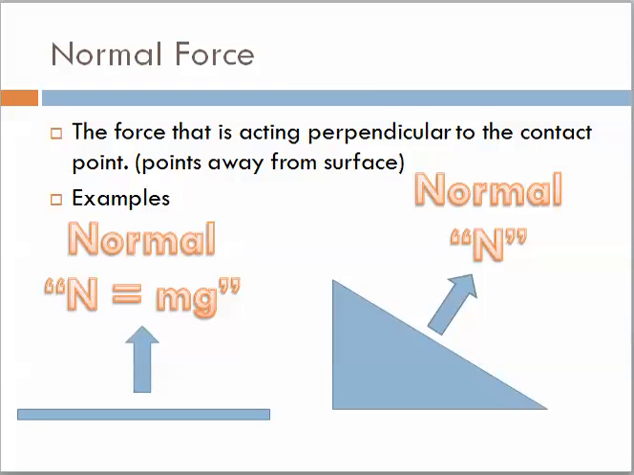Normal force. Normal force is the force that is acting perpendicular to the contact point. It always acts away from the surface. So, for example, down here at the bottom, my first example with normal is n equals m times g. The normal is acting perpendicular to the contact here, so it's at a 90-degree angle. The normal is an example of Newton's third law. It is going to act in an equal and opposite direction, and it's going to be equal to the weight when we're talking about something that's flat.